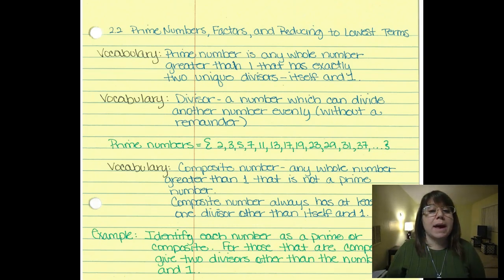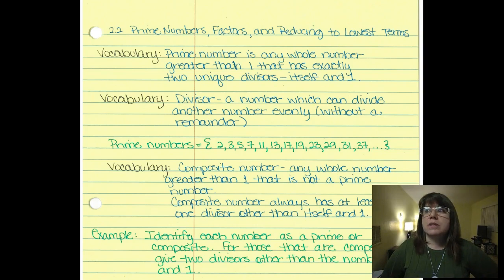One is prime number. A prime number is any whole number greater than 1 that has exactly two unique divisors, itself and 1. So I said a magic word there, divisor, and a divisor is just a number that can divide another number evenly without a remainder.